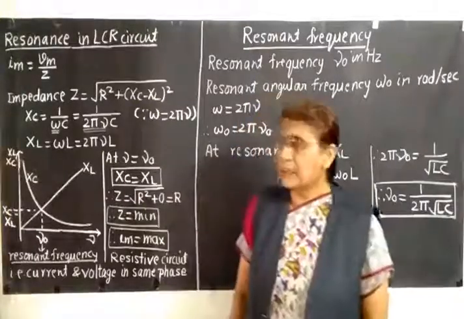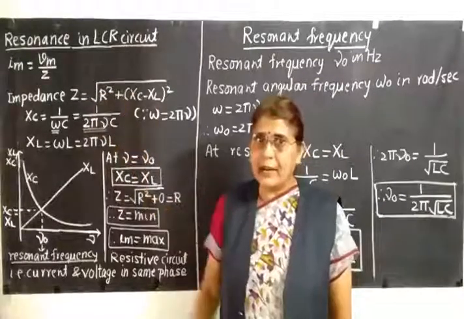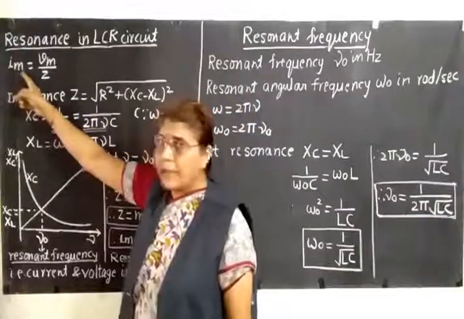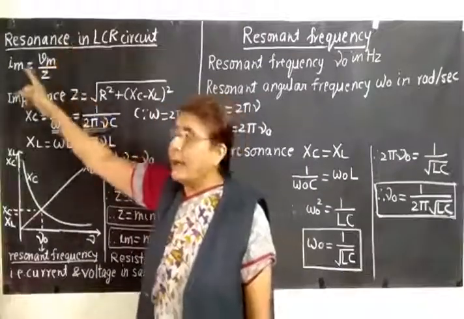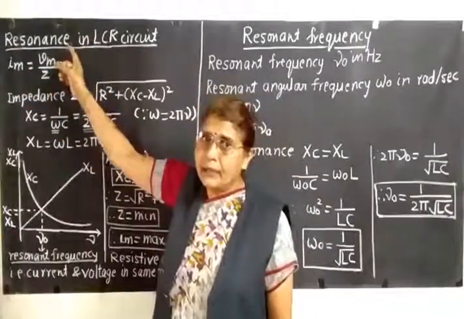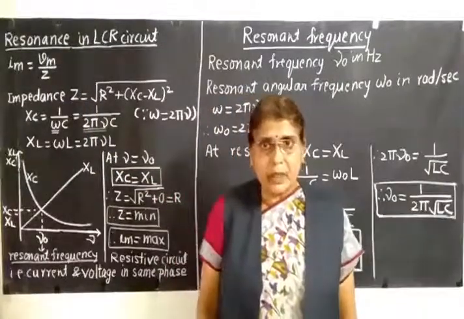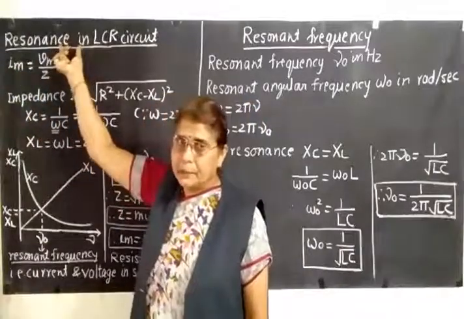So let us write the expressions for current amplitude and impedance which we had derived last time. So we had the expression, derived the expression Im is equals to Vm upon Z. What is Im and what is Vm? Im is the peak value of current and Vm is the peak value of voltage. The peak value is also called as amplitude. So this is current amplitude and this is voltage amplitude.